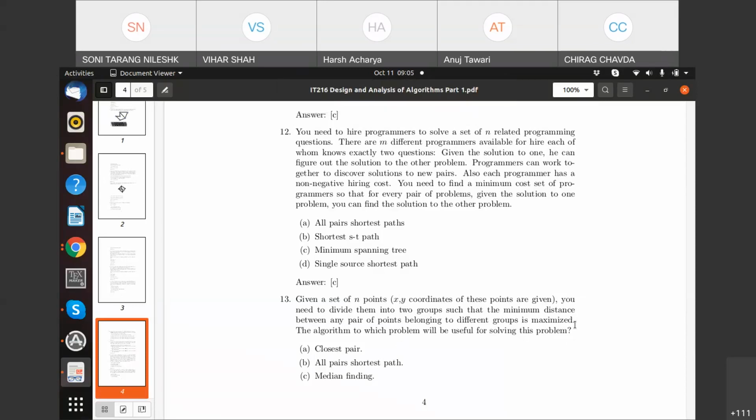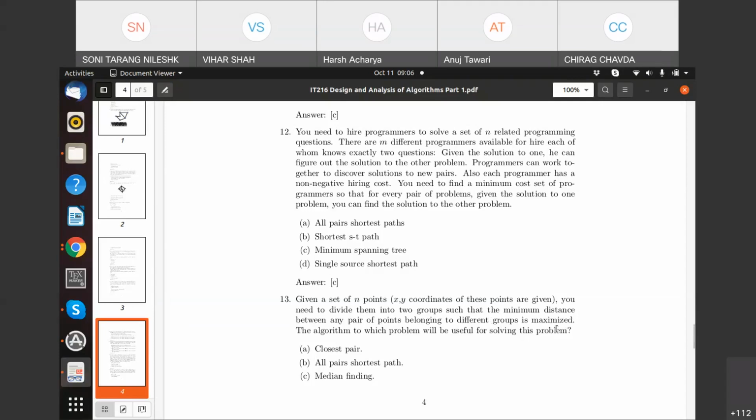Okay. So what we want is to partition the vertices into two sets such that the minimum distance between points belonging to different groups is maximized. So it's the smallest edge weight going between these two different groups. You can think of it as a graph cut, such that the minimum weight crossing the cut is maximized.